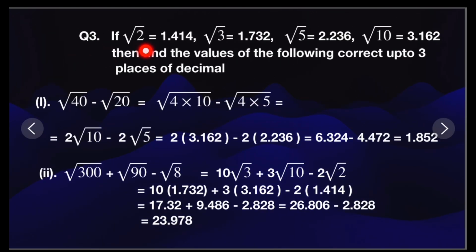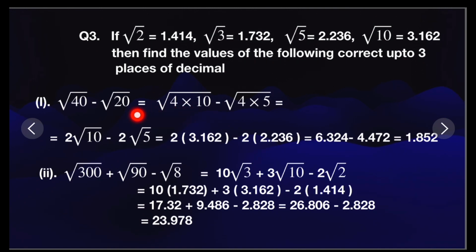Question 3. If square root 2 is this, square root 3, they have given the values, square root 5, square root 10. Then find the values of the following, correct up to 3 places of decimal. So this is the sum. Square root 40 minus square root 20, we have to find. Okay.